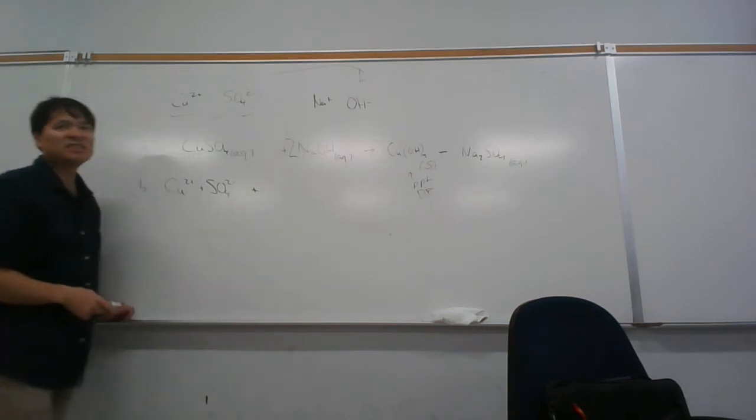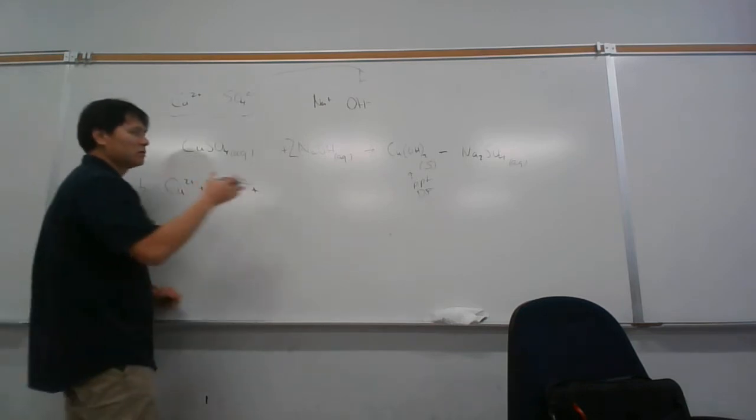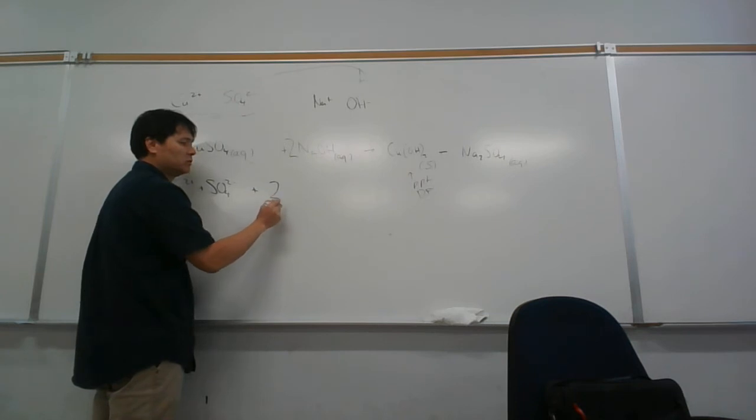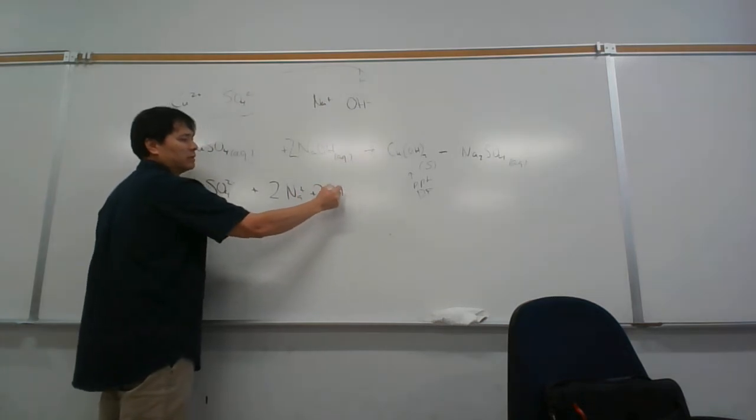Sodium hydroxide is the number one most common strong base, but we don't consider it a strong base at this time. We consider it a group 1 salt. Group 1 salts are all soluble, and therefore I'm thinking in terms of group 1 salt. It's going to be 2 sodium ions and 2 hydroxide ions. And so it's a soluble salt.